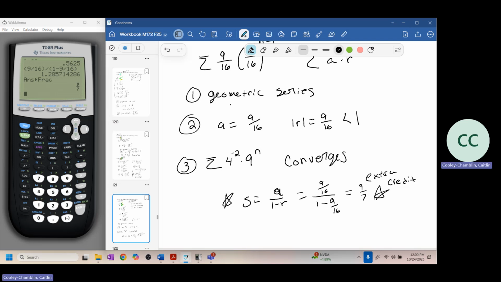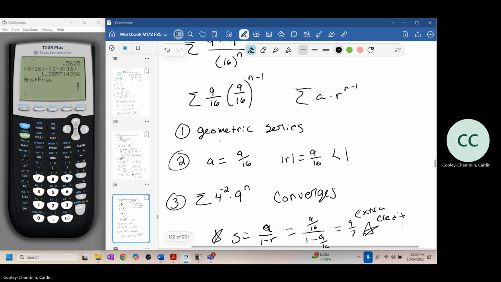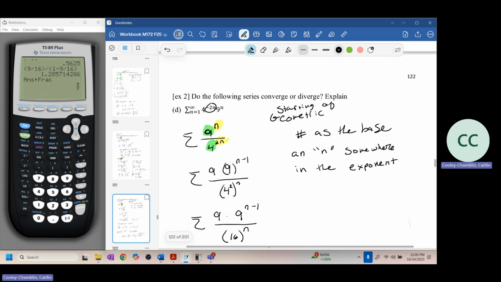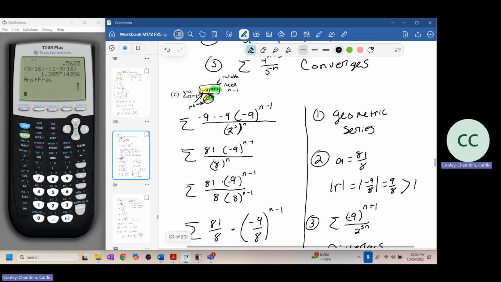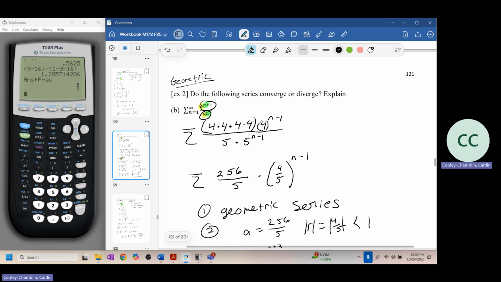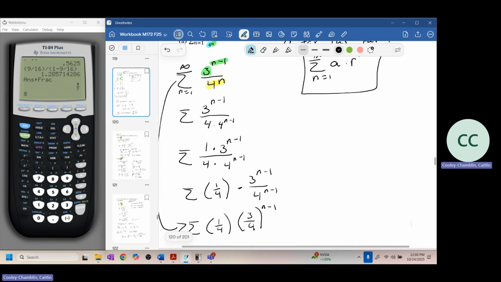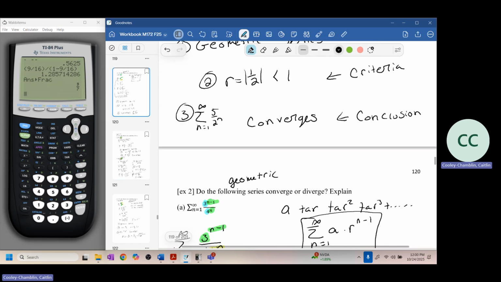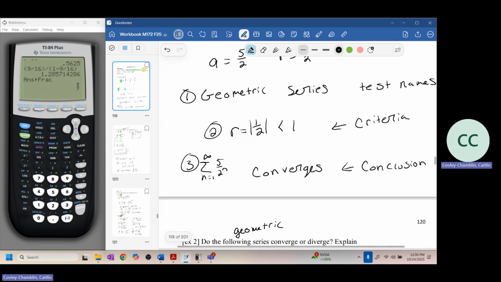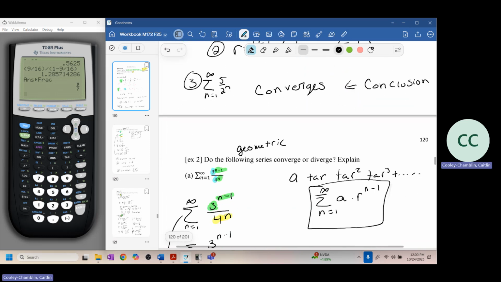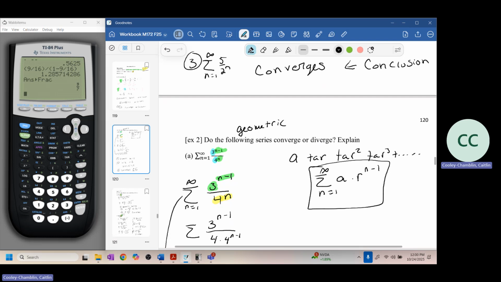Okay, one last thing before I end this video is all of ours that we looked at started at n equaling 1 to infinity. Sometimes they can start at n equaling 0.